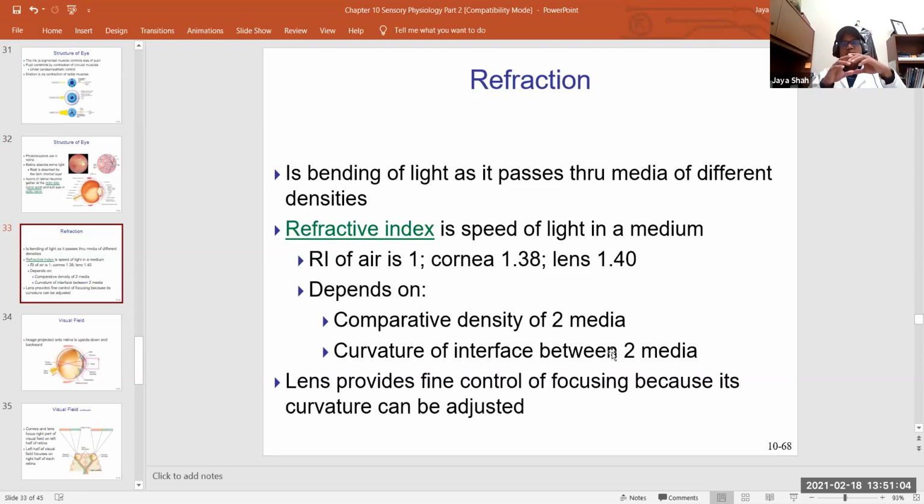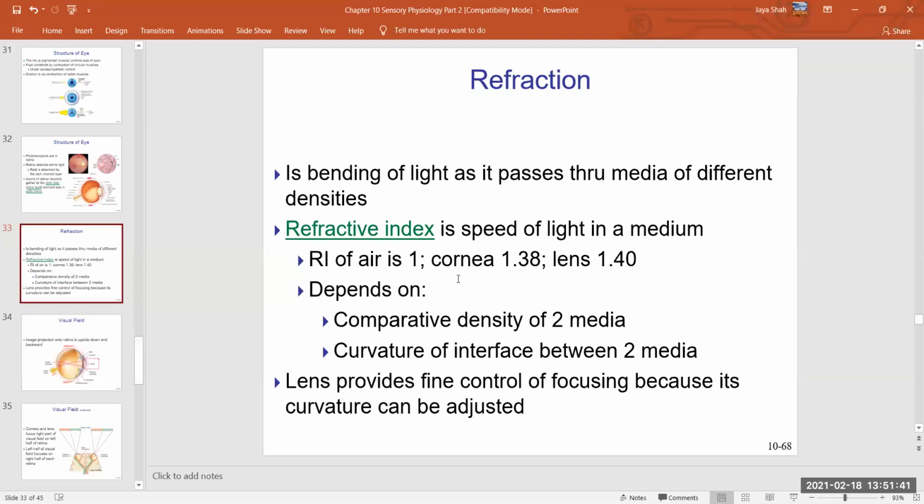Refraction: your lens and cornea bend the light and focus it on your retina. That's why you focus the image all the time on your retina. And that is the refraction property. So refraction is bending of light as it passes through media of different density, and refractive index is the speed of light in different medium. So let's see, refractive index of air is 1, which is compared to other media. Then cornea has 1.38 and lens has 1.4. So cornea will bend the light more than air but less than lens.